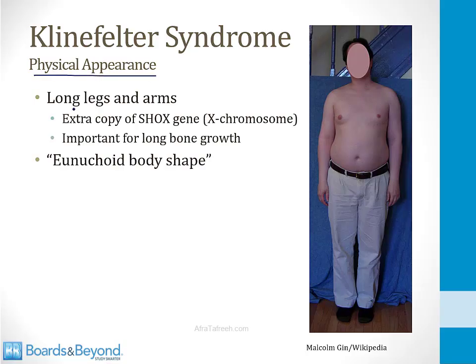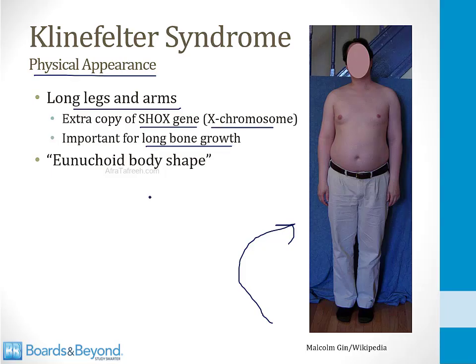Patients with Klinefelter syndrome have a characteristic physical appearance. First of all, they usually have long legs and long arms. If you look at this picture on the screen, this is a picture of a man with Klinefelter syndrome. You can see that he is tall because he has long legs and he also has long arms. And this happens to Klinefelter patients because they have an extra copy of a gene called the SHOX gene found on the X chromosome, and this gene is important for long bone growth.